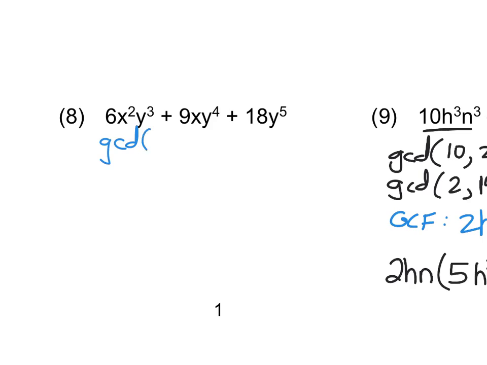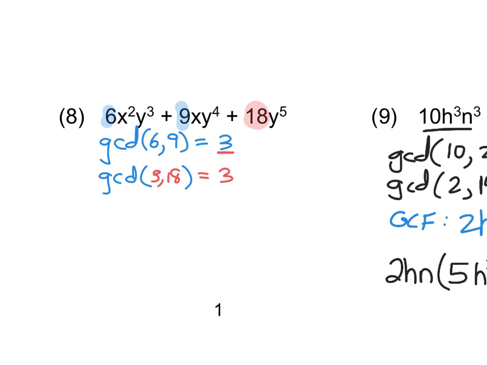Right, so the calculator won't do it with more than 2 numbers, so what you have to do is work at two numbers at a time. All right, so we'll tackle the 6 and 9 first. What do we get? 3. And then take that result and put it in with an 18. And you get 3 anyway. All right, so we'll start with that.